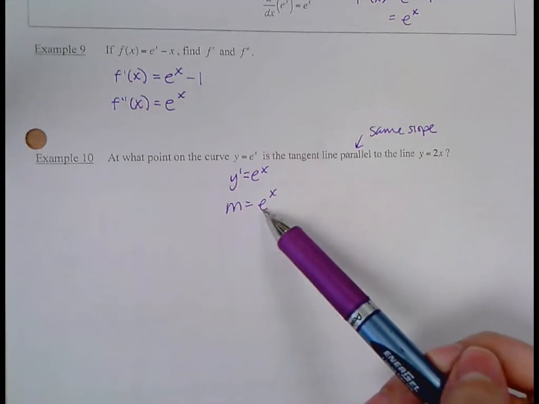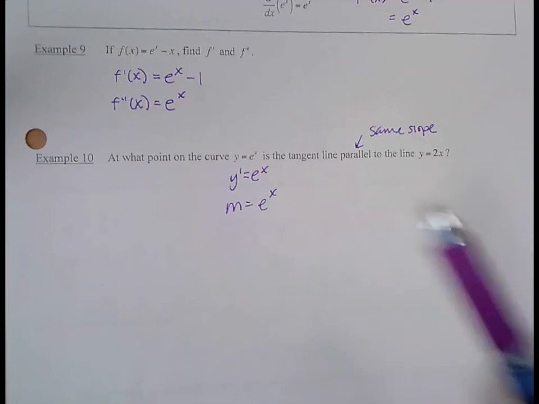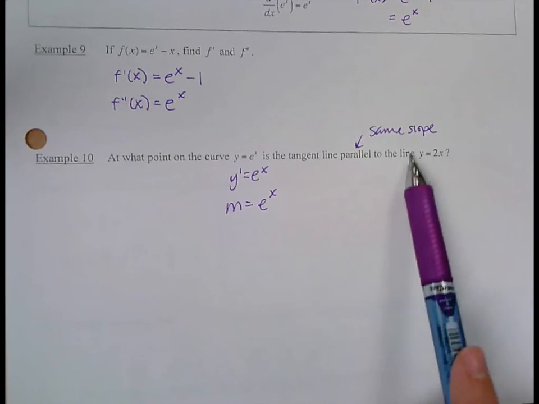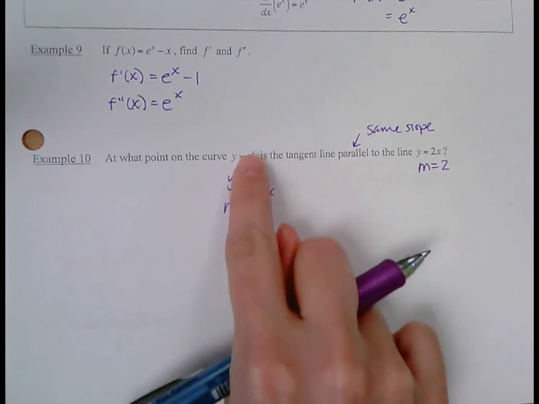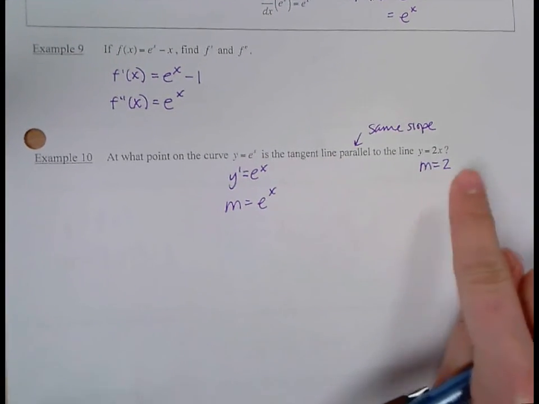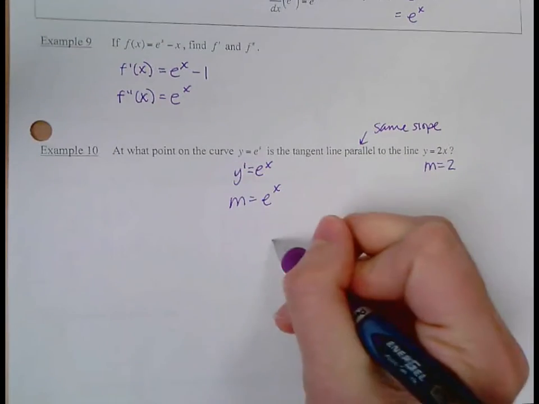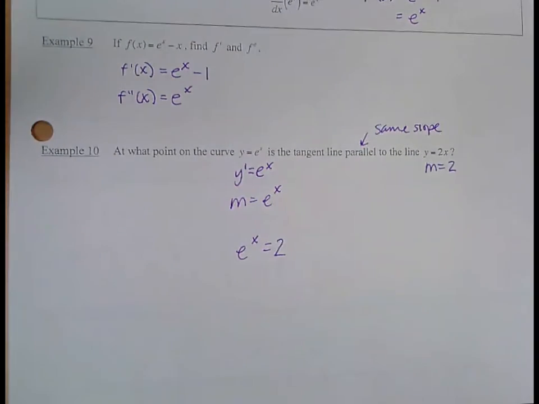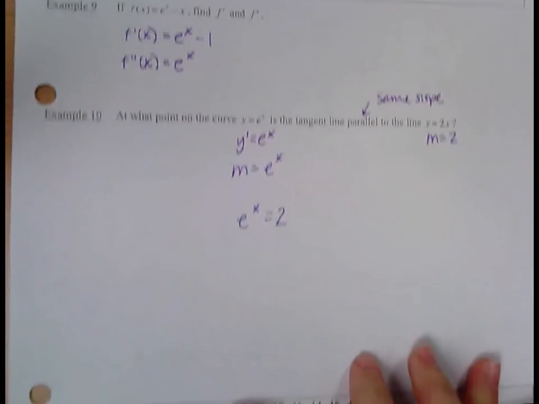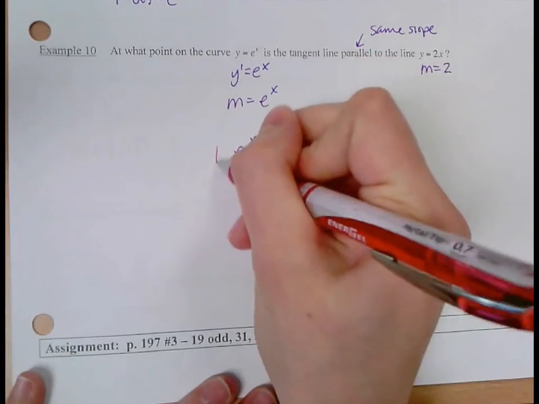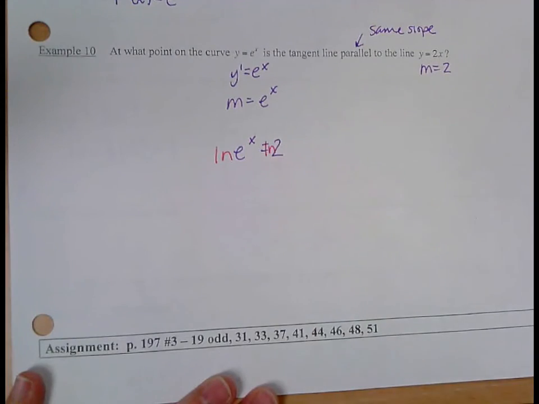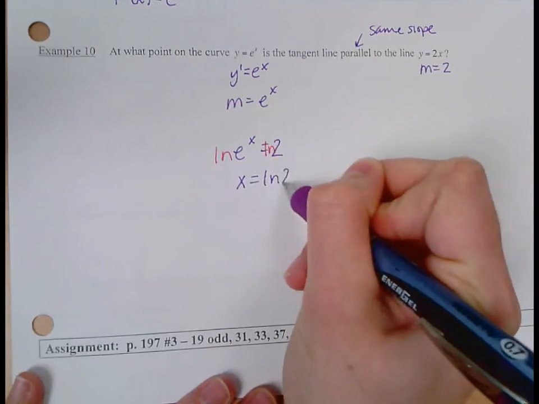So the slope at 1 would be e to the first. The slope at 3 would be e to the third. So then what is the slope of this line? 2. So if the tangent line for e to the x has to be parallel to y equals 2x, the slopes have to be the same. So e to the x has to equal 2. How do you solve this for x? You can either rewrite this as a logarithmic function or you can take the natural log of both sides to cancel out the e, then x would equal the natural log of 2.